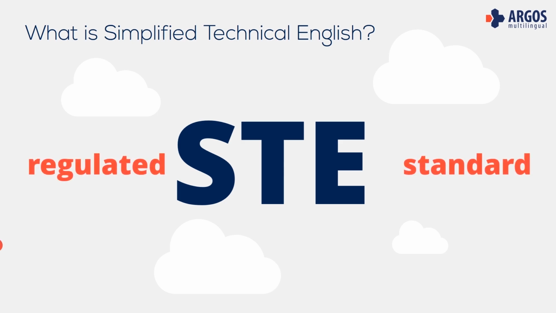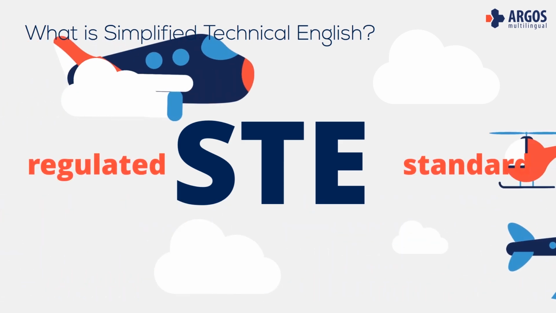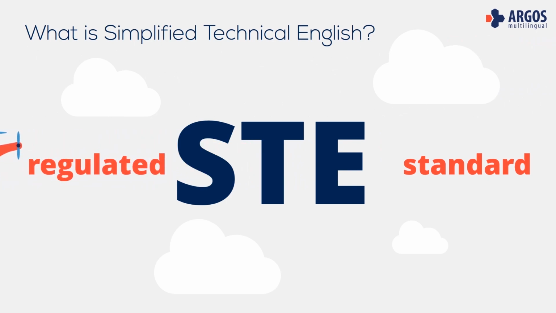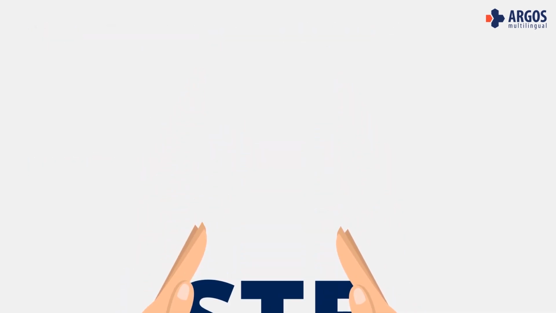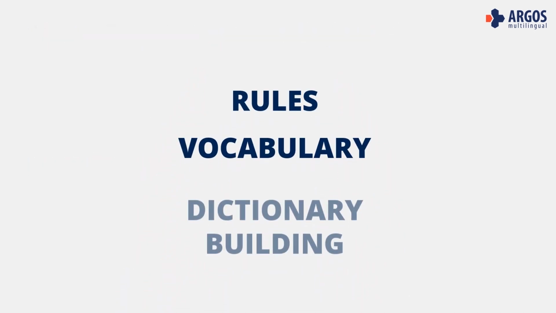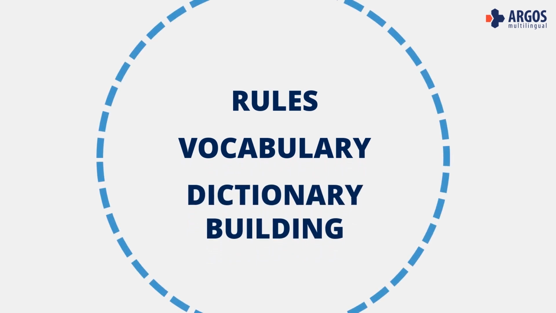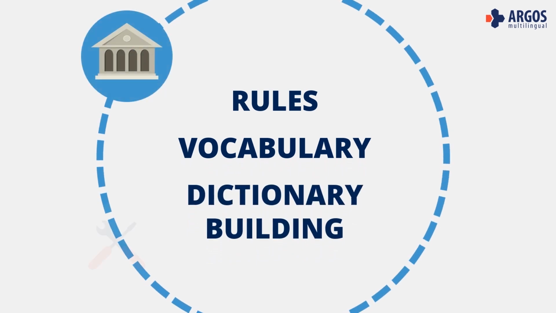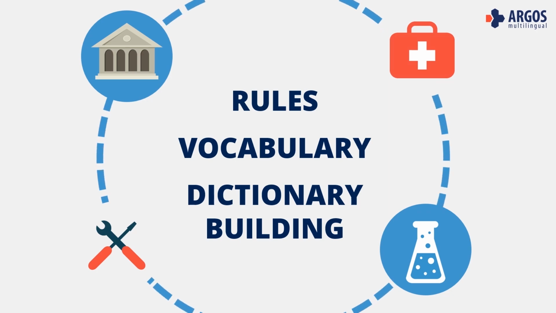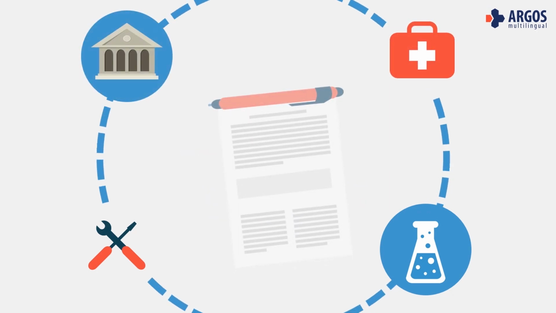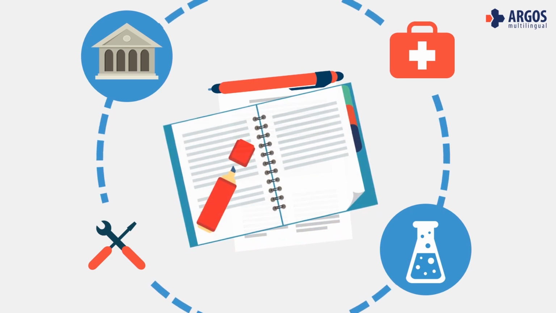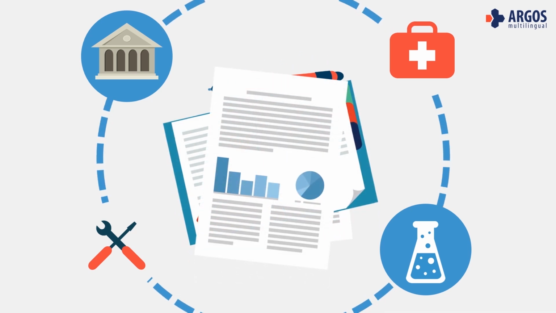STE is a regulated standard that we've adapted to suit other industries. Deviations are required because the original standard was not designed for industries outside of aerospace. At Argos, we've taken the core principles of STE, including rules, vocabulary and dictionary building, and made them applicable to all content. This means we can help companies in multiple industries from banking to medical implement STE-like processes and put them to use over all types of documentation from technical and even in some cases to marketing.